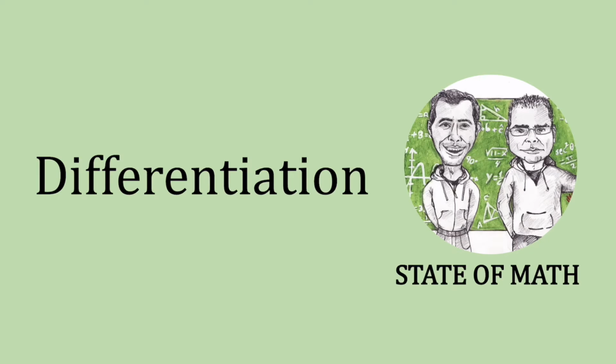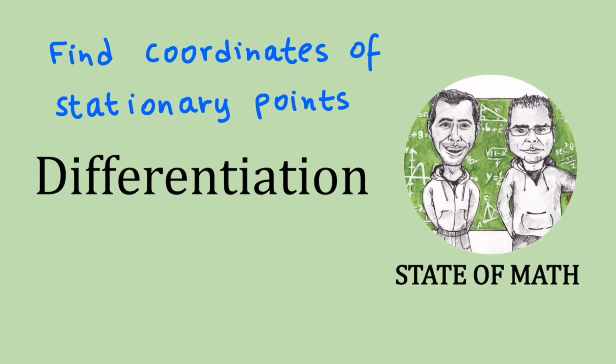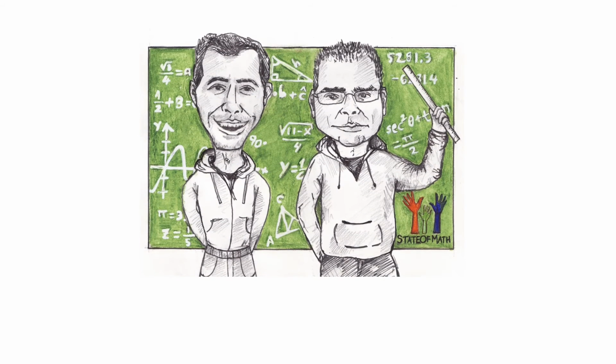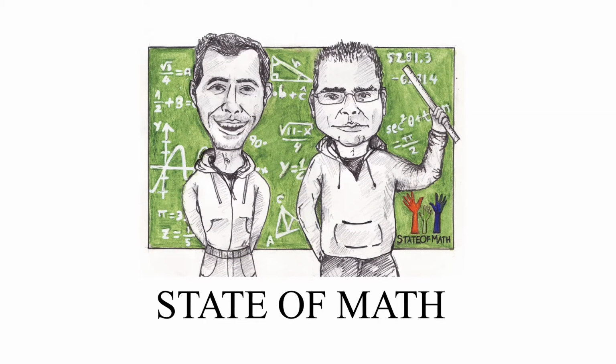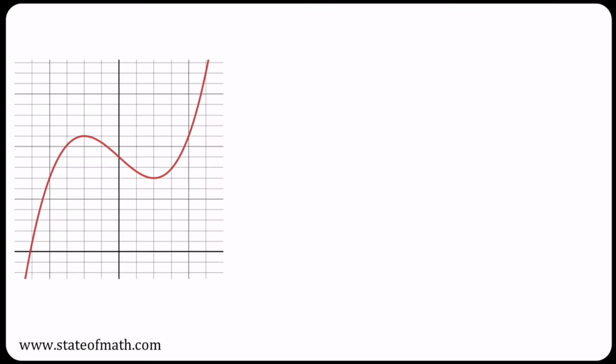In this video, I will explain how to find the coordinates of stationary points using differentiation. Suppose we're given a graph like this one shown here. It's obvious that we've got a maximum point here and then a minimum point over here.